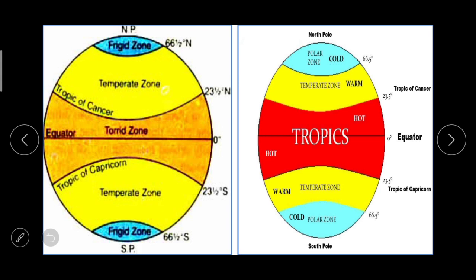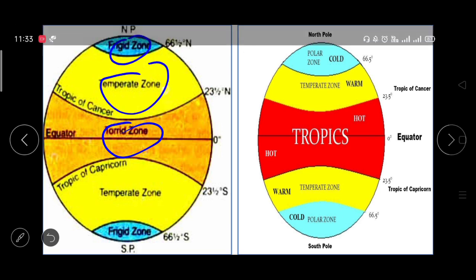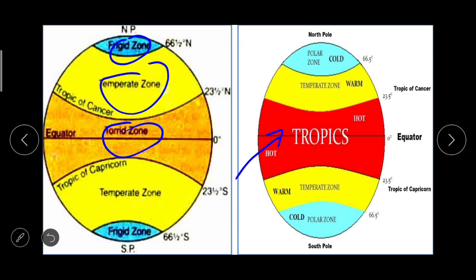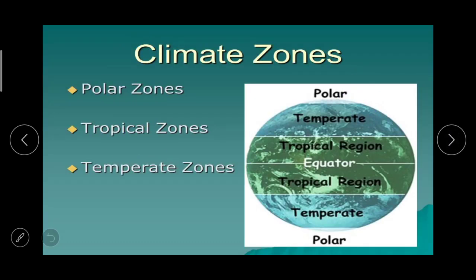Here again with the help of figures you can easily understand this. Torrid zone, temperate zone, frigid zone. And by this red color we can understand the heat or the hotness of that particular place. So in tropics it is very hot, in temperate zone it is warm, and in polar zone it is cold. Climate zones: polar zones, tropical zones and temperate zones. Always try to understand all these things with the help of figures so that it is very easy to understand, easy to remember and easy to revise also.